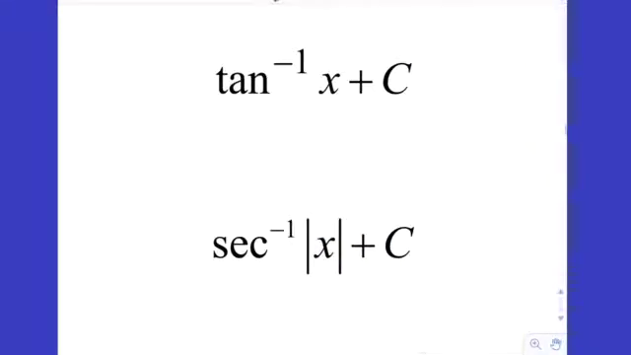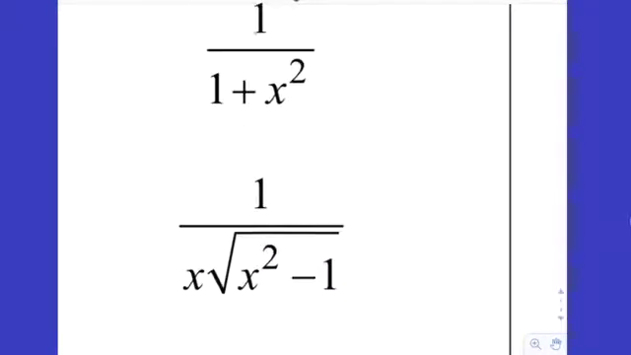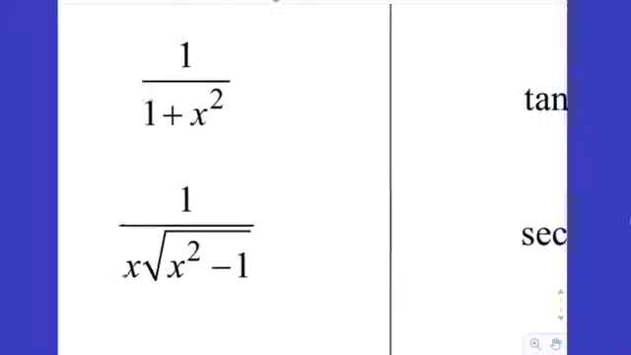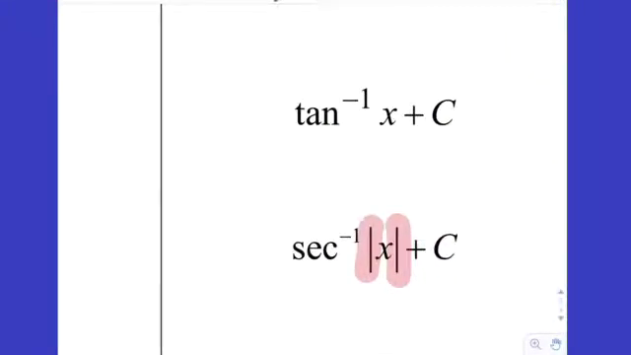Inverse secant. Absolute values. There's another place where we add them. This one doesn't show up that often. But remember, when we take the derivative, we have them there. When we find the antiderivative, we put it around the ratio.